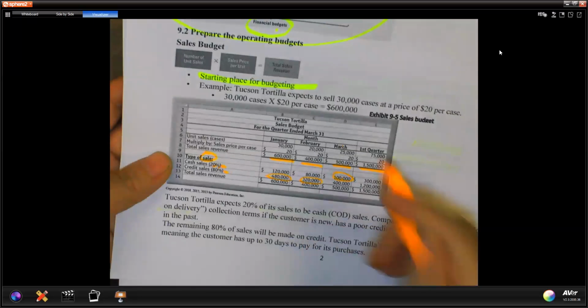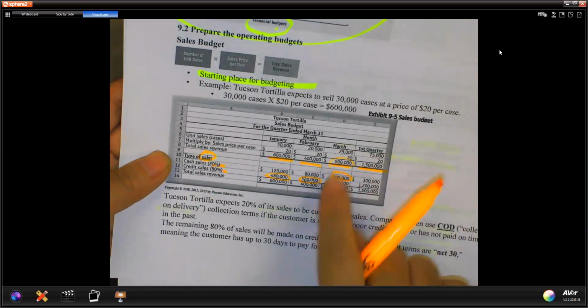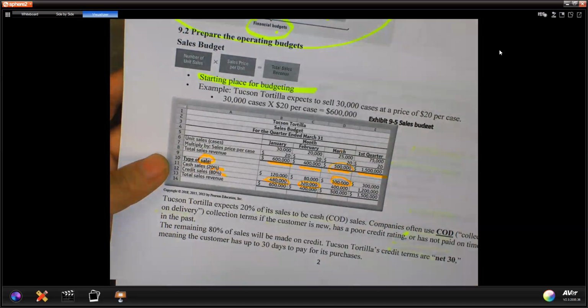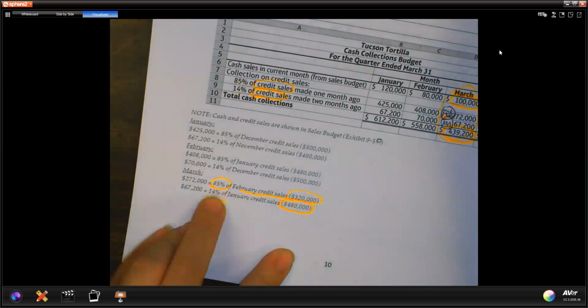But your March sale is 500,000. You say, hey, why is my revenue different from collection? Because we sell on credit, because you have accounts receivable. When will you receive it? Based on your collection budget.